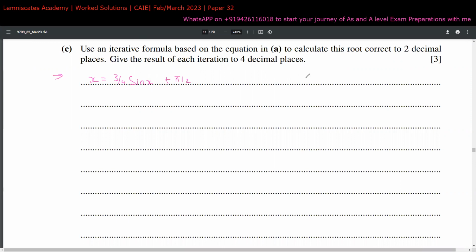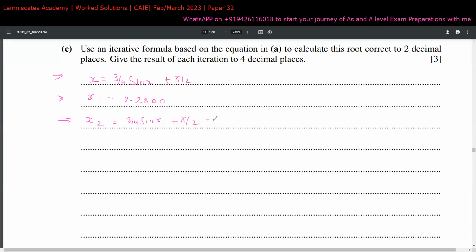So now we know that the root lies between 2 and 2.5. We can start with an initial value. Because the initial value is not given over here, we can say that our x1 is a value in between 2 and 2.5. So what's the value that is in between 2 and 2.5? That's 2.25. So 2.2500 is the first value that we are going to take. That's what we are going to put over here to get the value of x2. So x2 is 3 by 4 sine of x1 plus pi by 2.